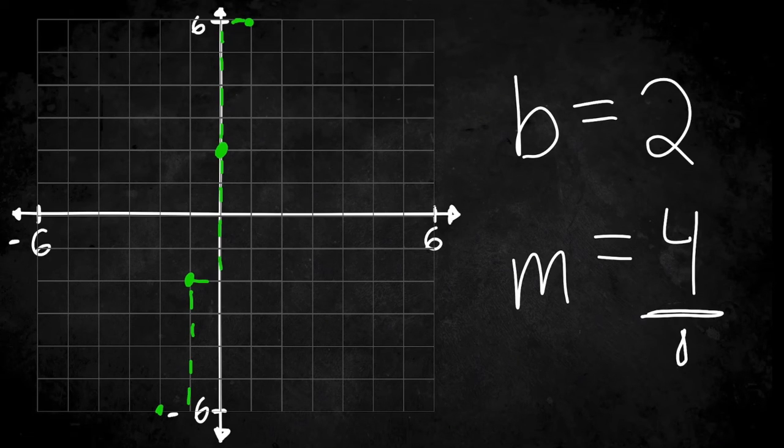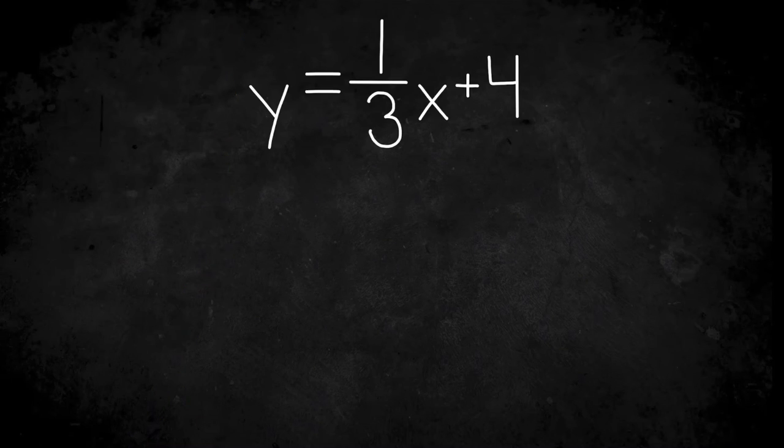Now let's draw the line. It's not perfectly straight, but that's fine. And here we have graphed the equation y equals 4x plus 2. Now let's try another problem.